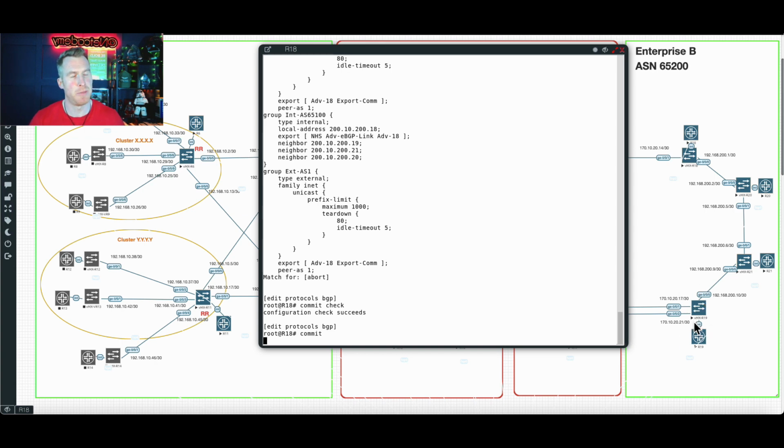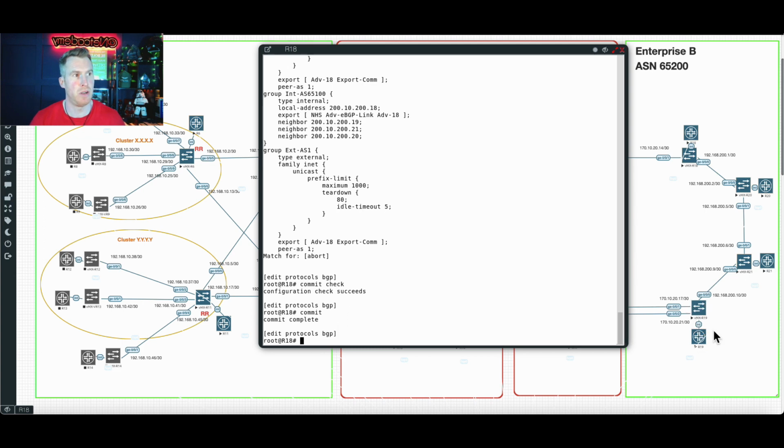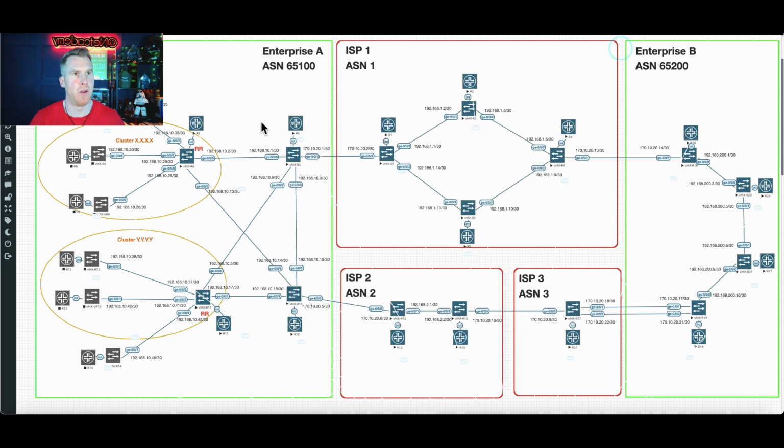Now we need to do the same on R19, but referencing the 19/32 and the 21/32, because don't forget, on Enterprise A's network we want to configure different preferences to get to those different routes, those different prefixes through the service provider networks from router R5 at the top and router R10 at the bottom.